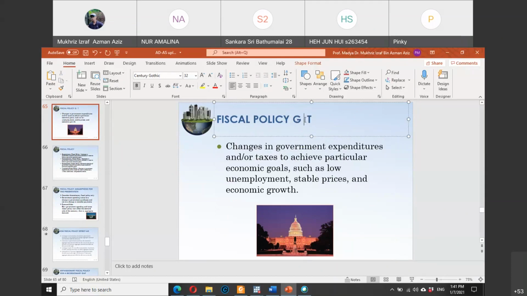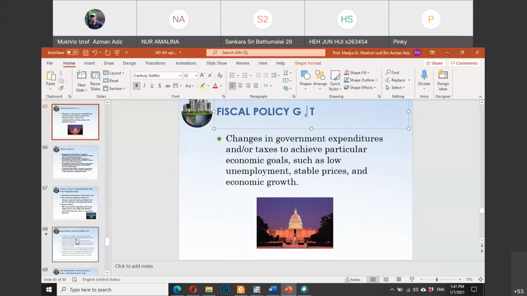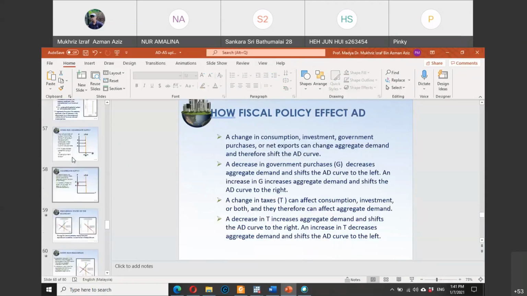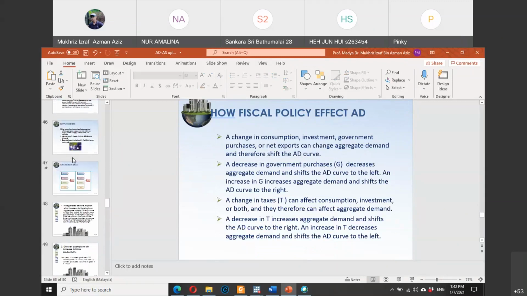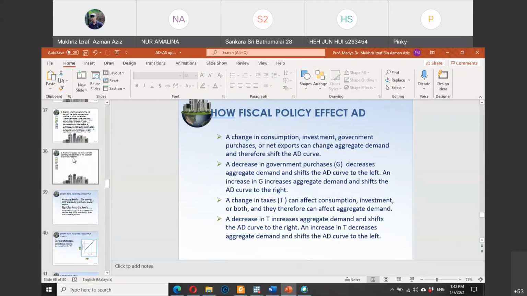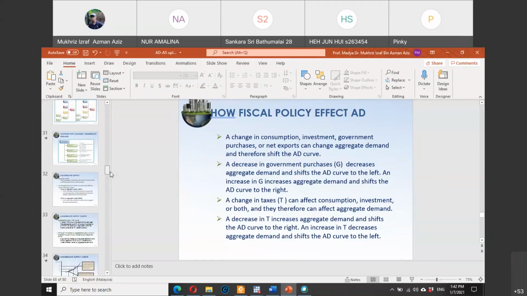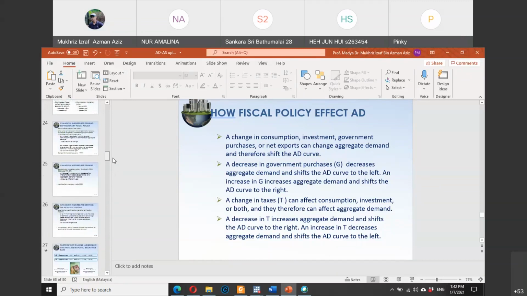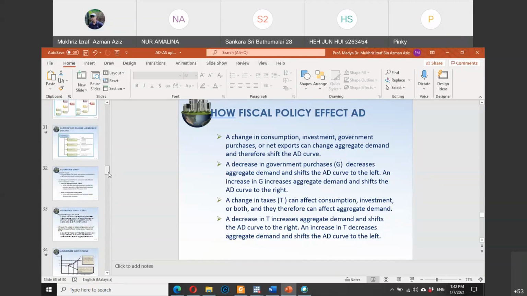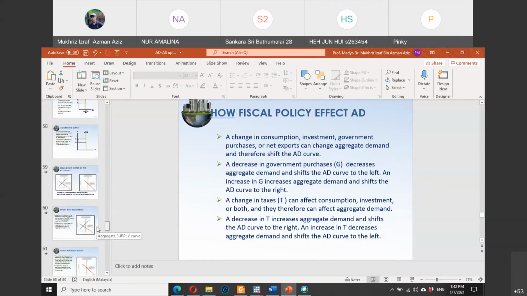These are the two instruments, or the two methods, that the government can play around with in order to affect the economy. And just as we discussed earlier, in macroeconomics we can divide these two concepts into expansionary or contractionary fiscal or monetary policy. So that is what we discussed just now.